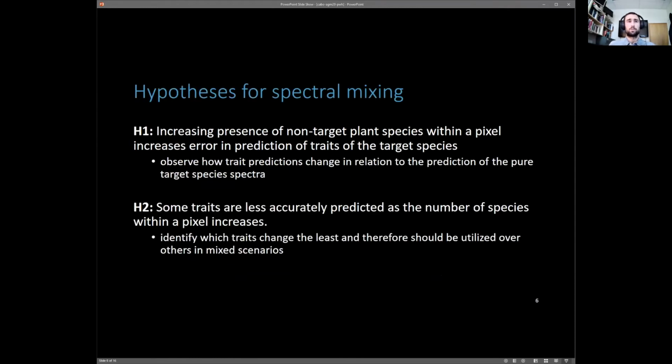There are two hypotheses that I'm currently exploring. The first is that increasing presence of non-target plant species within a pixel increases the error in prediction of the traits of that target species. The goal of this hypothesis is to observe how trait predictions change in relation to the prediction of the pure target species. The second hypothesis focuses on identifying which traits change the least due to mixing, and perhaps should therefore be utilized instead of others when trying to evaluate functional traits in mixed scenarios.